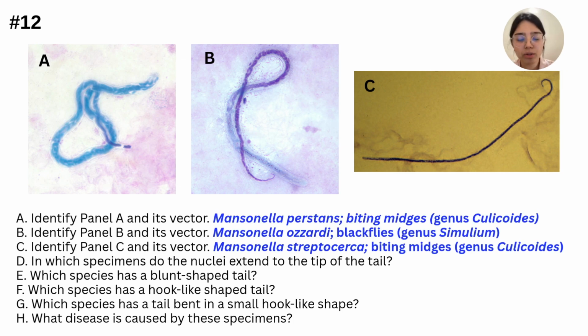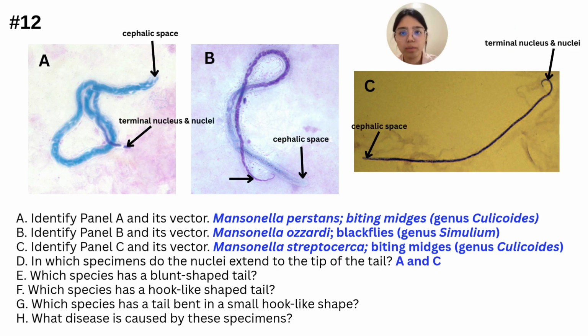Here, panel A seems to show us Mansonella perstans, which is transmitted by biting midges of the genus Culicoides. Panel B shows Mansonella ozzardi, which is transmitted by black flies of the genus Simulium. Panel C shows Mansonella streptocerca, which is also transmitted by biting midges of the genus Culicoides. The nuclei extend to the tip of the tail in specimens A and C, which correspond to Mansonella perstans and Mansonella streptocerca.